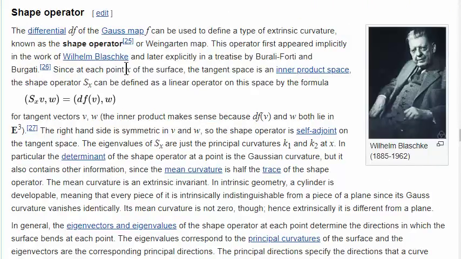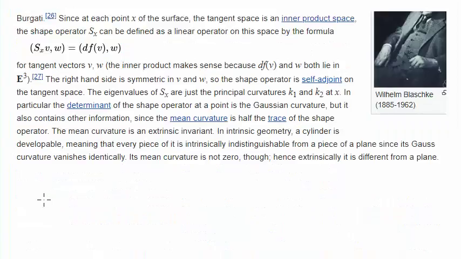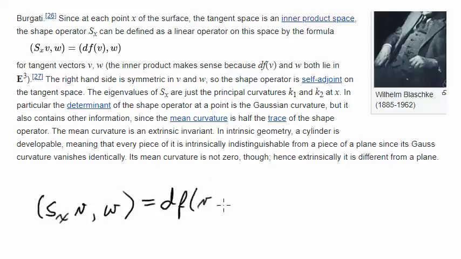At each point of the surface, the tangent space is an inner product space. The shape operator can be defined as a linear operator on this space by this formula. Okay, left parenthesis S sub x of v comma w right parenthesis equals df of v comma w, with parentheses around it. V and W are tangent vectors, it says.